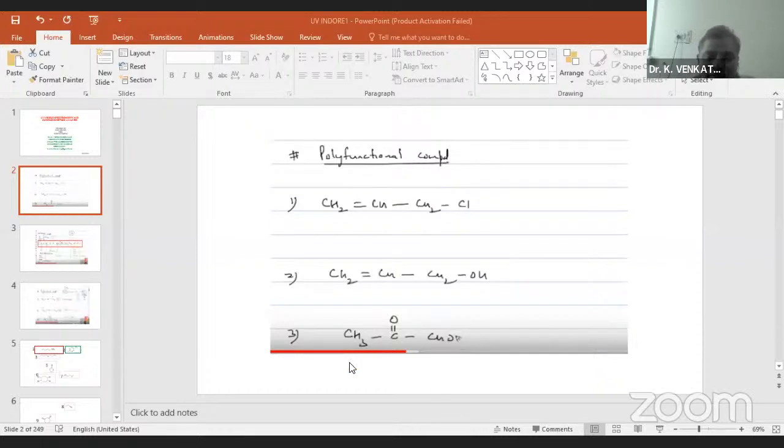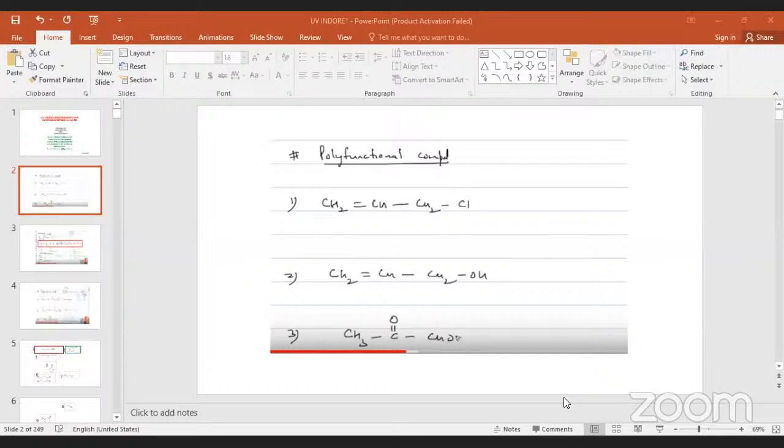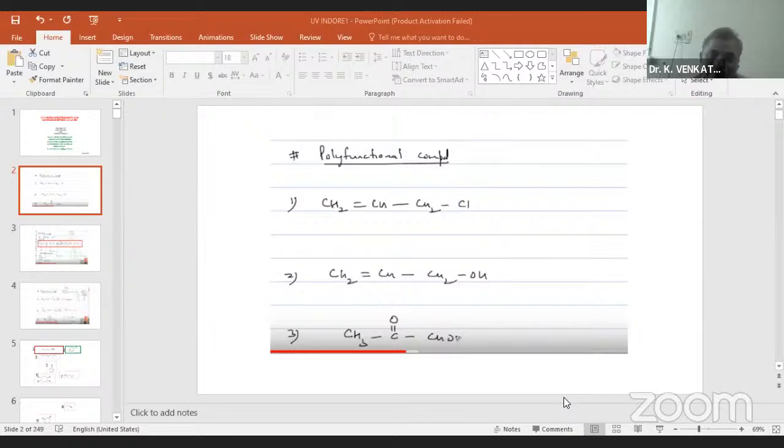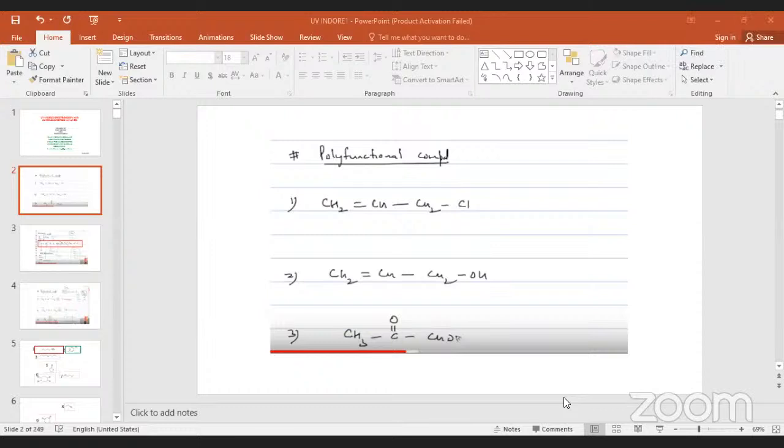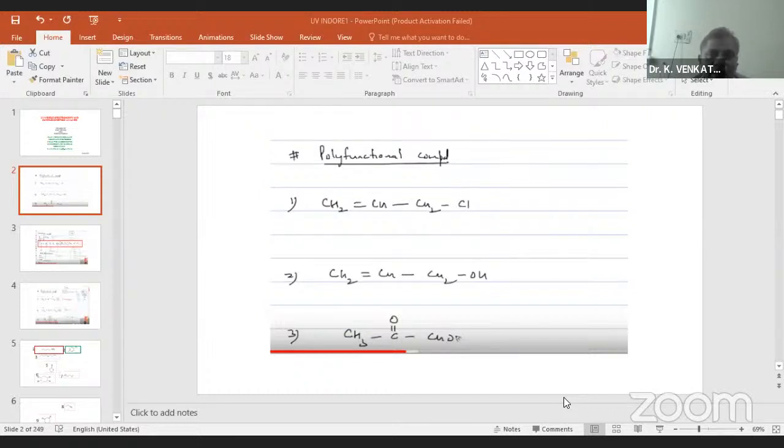Any others, faculty members? Two functional groups are there, no? So polyfunctional groups are present in all the compounds. For the third one, what priority should we give? Any idea from other faculties? Yes, definitely I will explain.